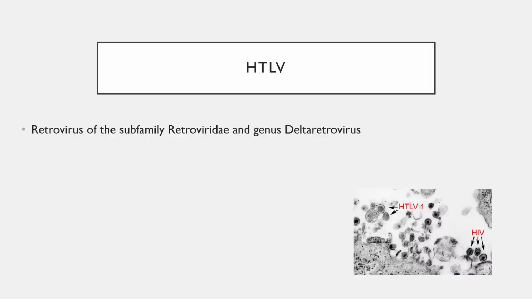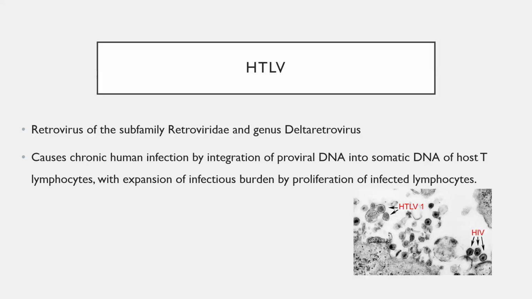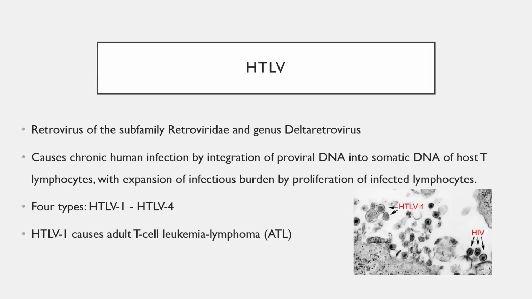So just a quick note about HTLV. It's a retrovirus of the retroviridae genus Deltaretrovirus, and it causes chronic infection by integrating its DNA into somatic T cells and then causing those cells to clonally expand. There are 4 types that are described, HTLV1 to 4, and HTLV1 is associated with adult T-cell leukemia lymphoma, and 1 and 2 can be associated with HTLV-associated myelopathy, HAM, or previously it was called, I can't get it now, tropical spastic paraparesis, yes.